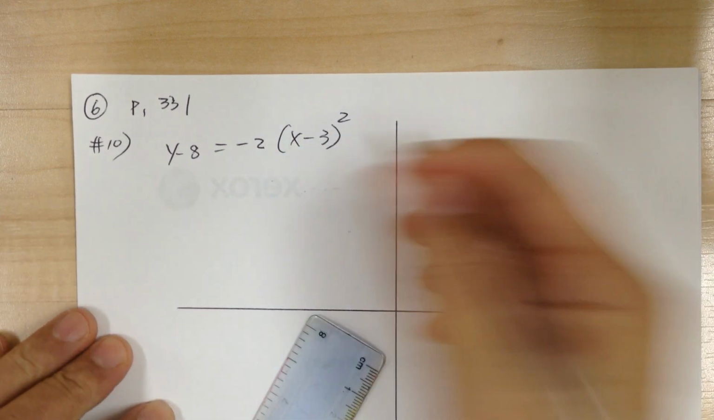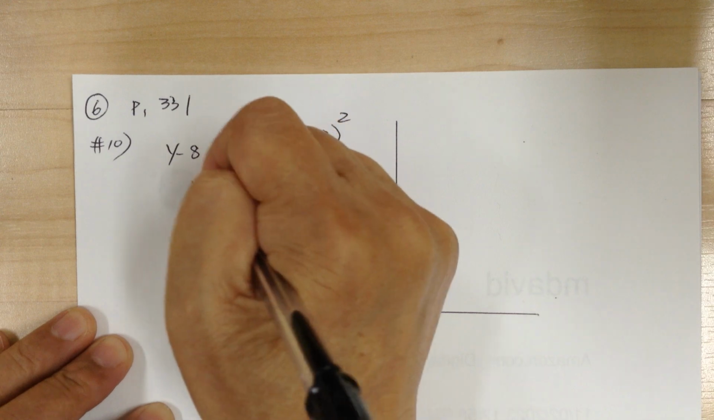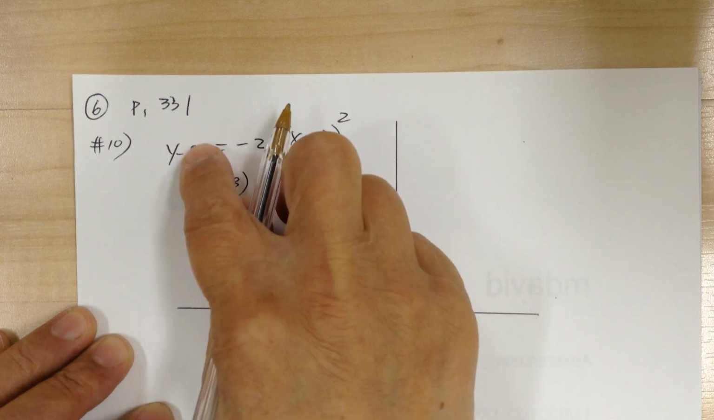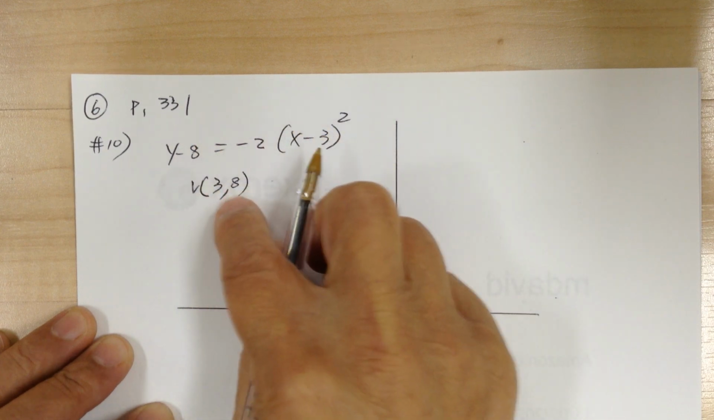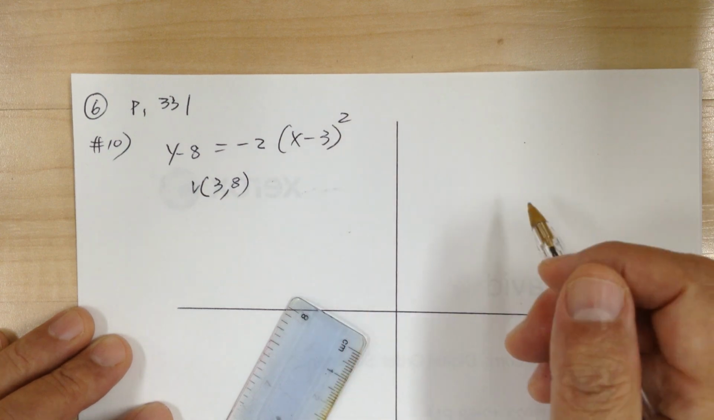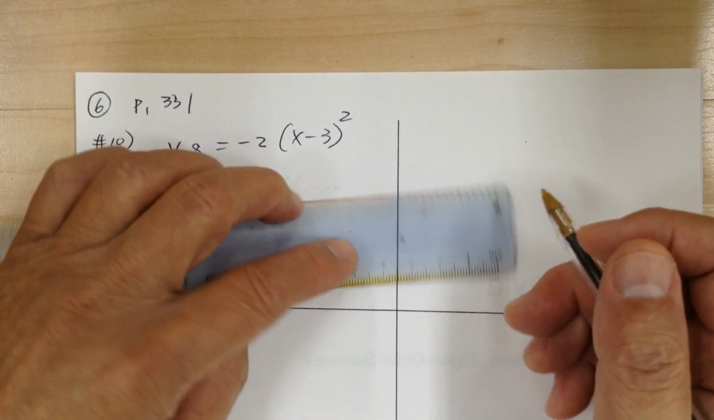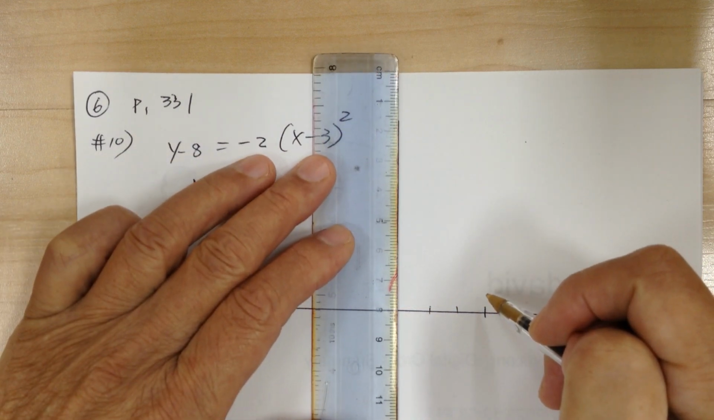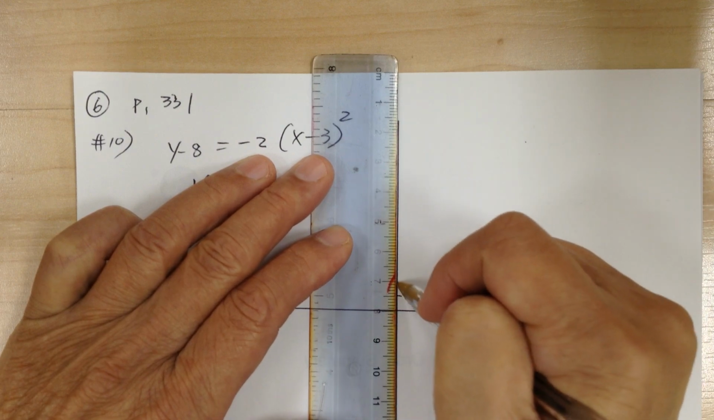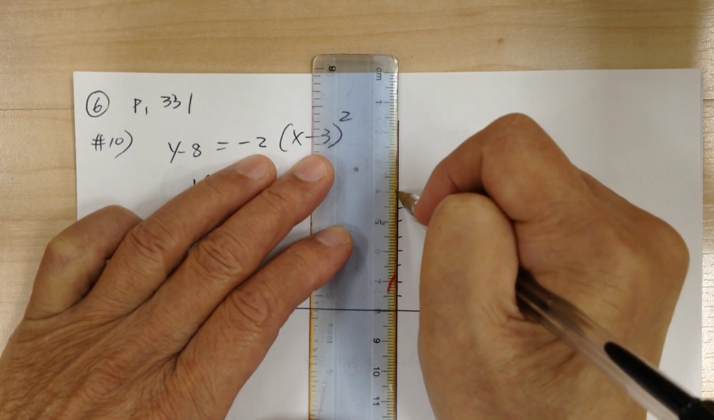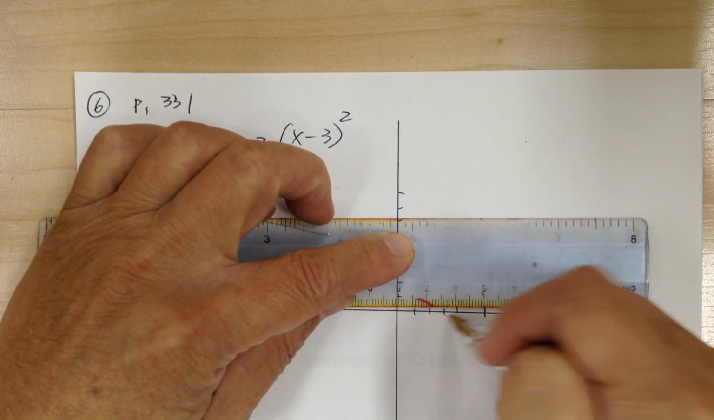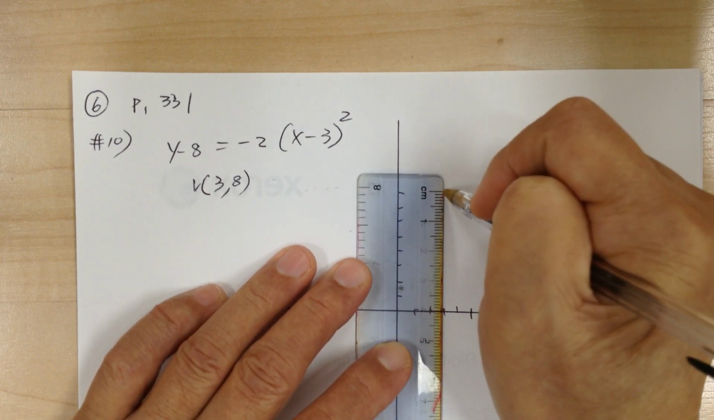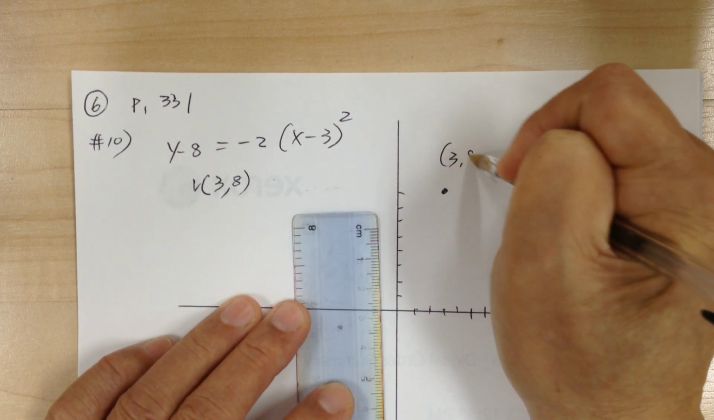So first you have to find your vertex. The vertex is going to be at 3, 8. You just set this equal to 0 and solve. So you're going to get 3, 8. So 1, 2, 3, and 8 will be right over here. So it'd be 3, 8.